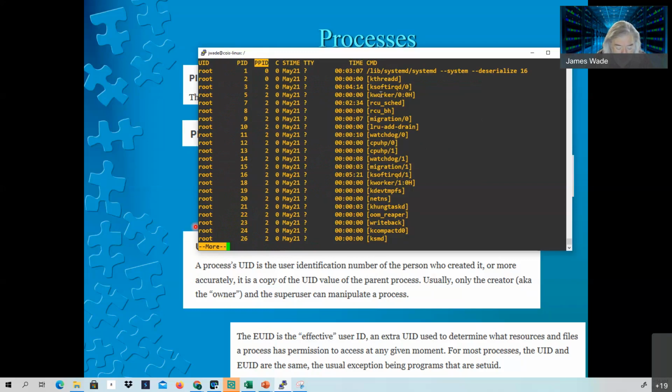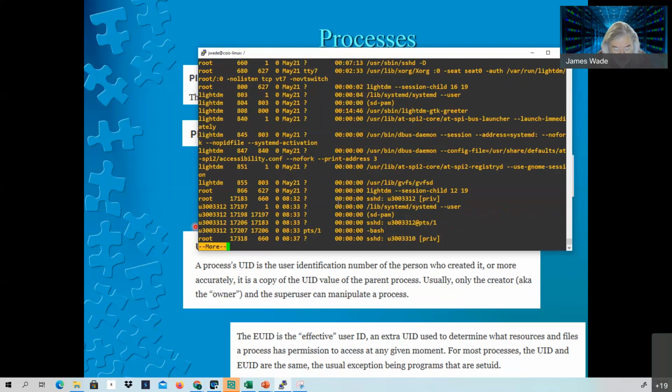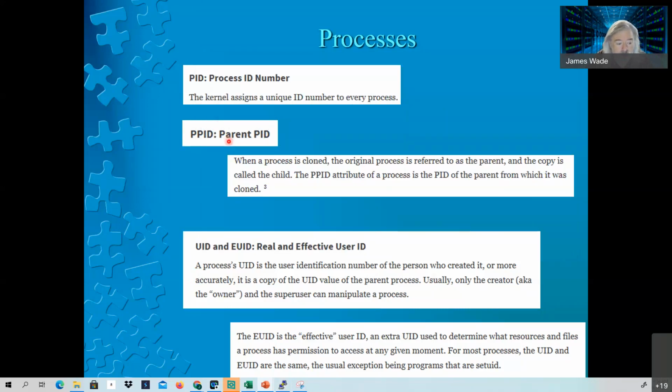And then you look over here to the right, you see the different processes. See a lot of these with the K in them. These are kernel processes. Okay, and then you can see start time. Here we go. You can keep on going down, get more information. The parent process ID, which we just saw: when a process is cloned, the original process is referred to as a parent, and the copy is called the child process.